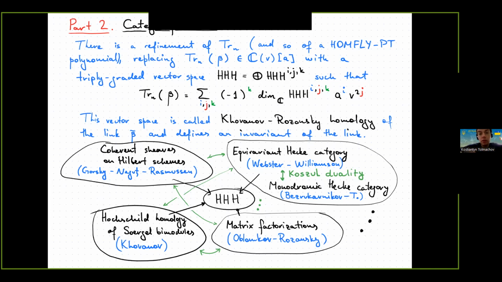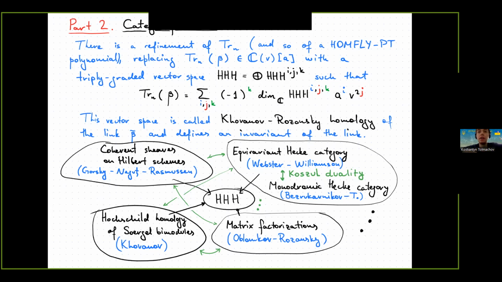So another way to do it is through the machinery of matrix factorizations. This is a series of works by Oblomkov and Rozansky. Yet another way, which is partly conjectural, is you can recover the same invariant by computing cohomology of certain coherent sheaves on Hilbert schemes and flag Hilbert schemes. So this was done in the work by Gorsky, Negut, and Rasmussen.